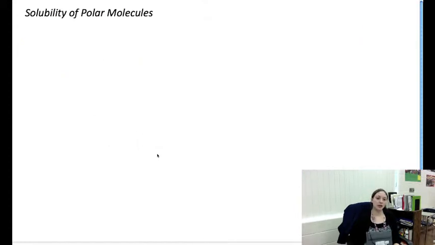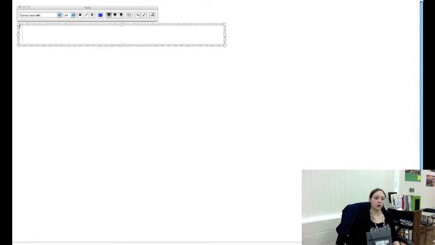All right, let's take a look at the solubility of polar molecules. And solubility just is a fancy term for the ability of something to dissolve.